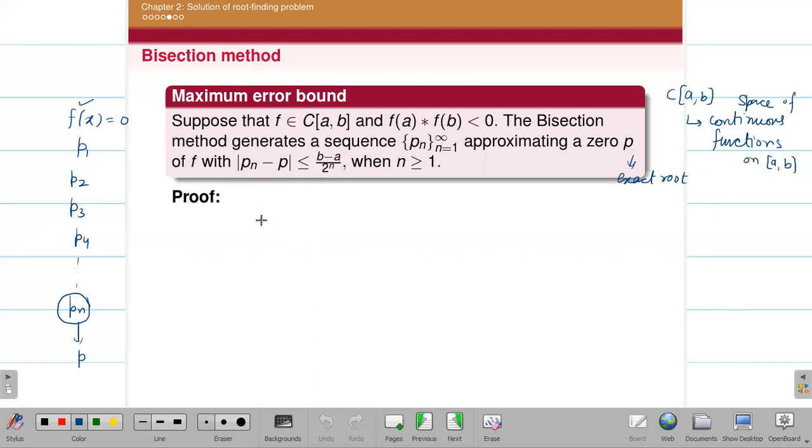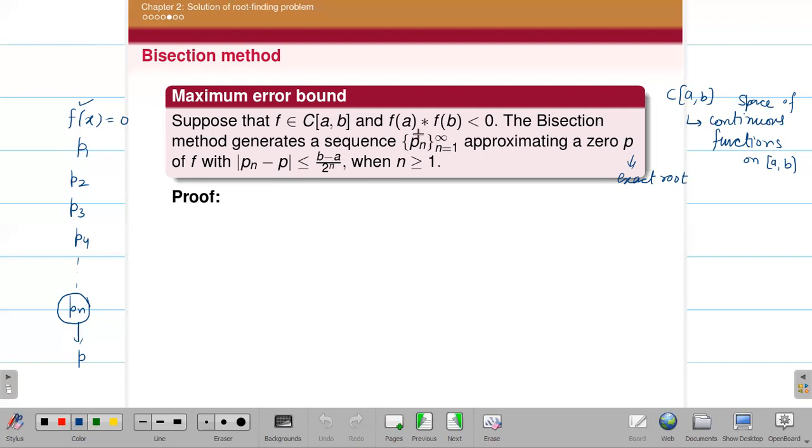So we will prove this also. Actually, we will not be able to complete this proof, so we will do it in the next lecture. But you should understand this statement. If you have an equation and you apply the bisection method to find the approximate root, then the difference between the approximate root and the exact root will not exceed (b minus a) by 2 raised to power n.